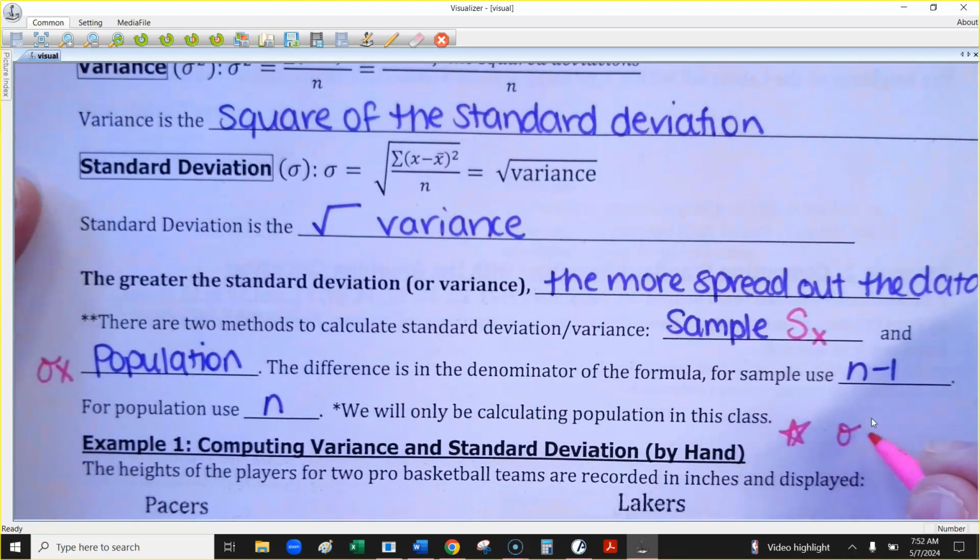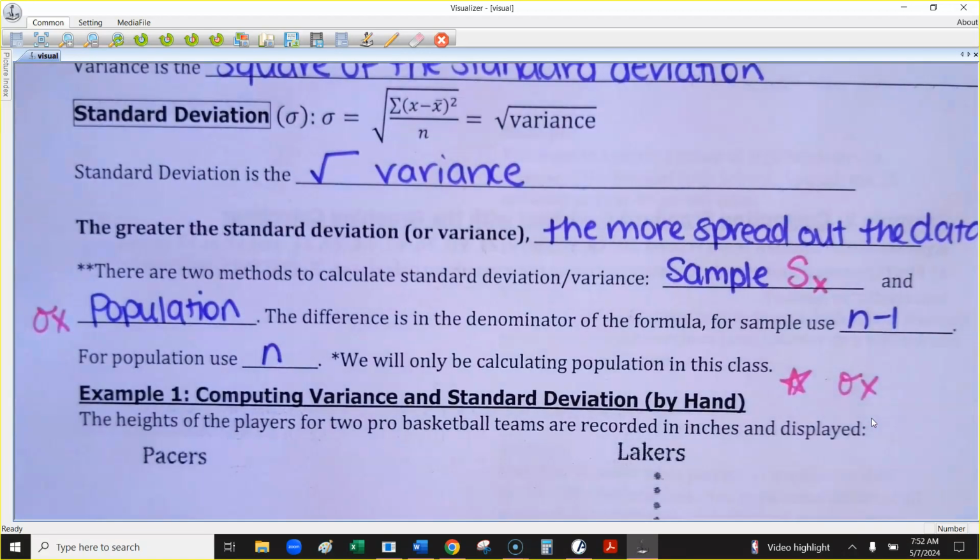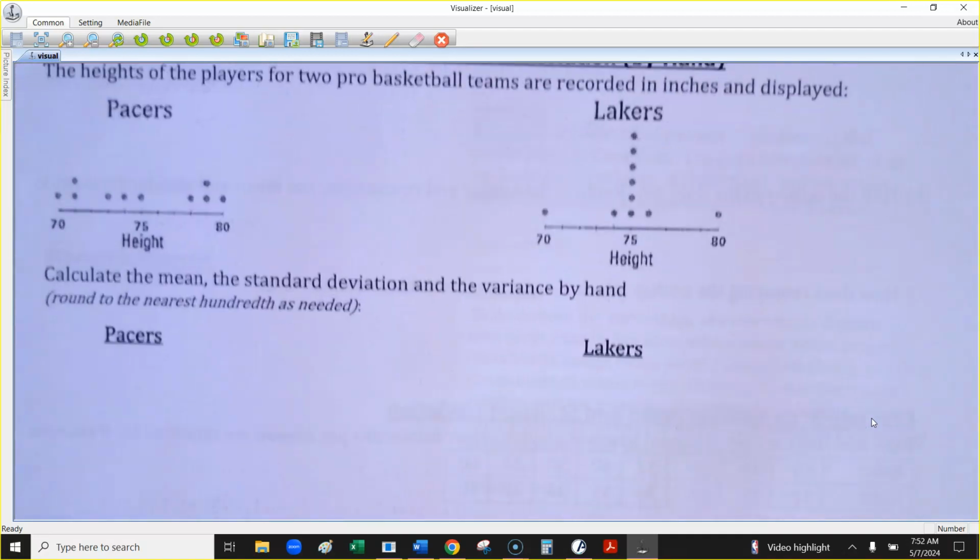So when we calculate this in the calculator, we're going to use that symbol; that is what you're going to look for. All right, and I'm not going to have you calculate the standard deviation and variance by hand for any of these data sets, because we have the whole population of data.